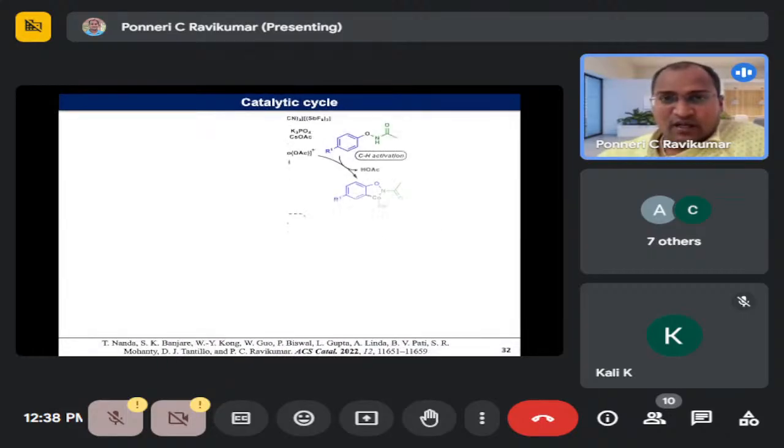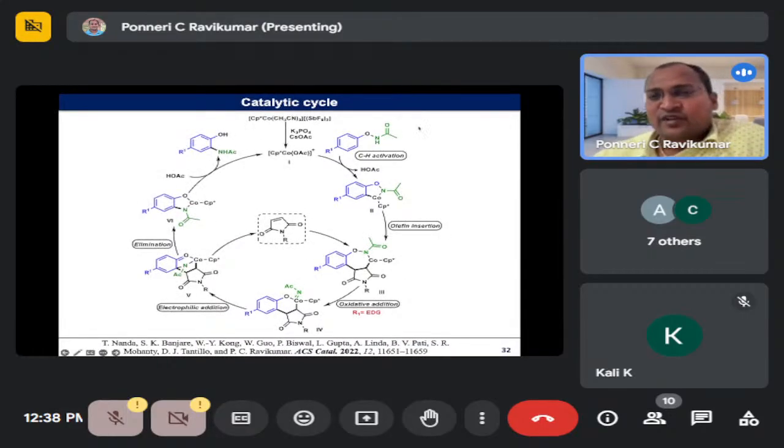This is the catalytic cycle. First, the metal coordinates with the directing group and activates the CH bond and forms a metal bond. And then olefin inserts. Then the cobalt inserts between the oxygen and nitrogen and forms this intermediate. This then forms this bicyclic intermediate. This undergoes elimination to give this methyl cycle, and that undergoes protodemethylation to give this final product.